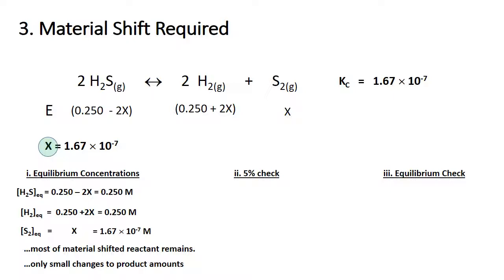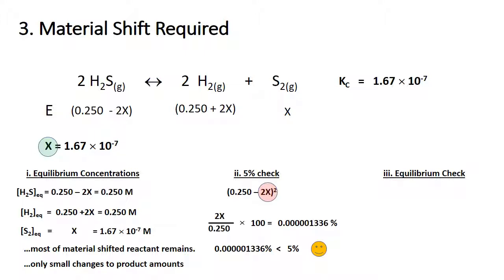But before we do, let's have a look at the 5% rule. Remember that we had 2x that was subtracted or added to 0.250, and so this is the location that we would want to check it. We'll have to look at how 2x compares to 0.250 when we multiply it by 100 to get a percentage. And the percentage that we get is a very small percentage, 0.00001336%, very small, which of course is less than 5%, much less than 5%, and so our assumption about x is equal to 0 is validated.